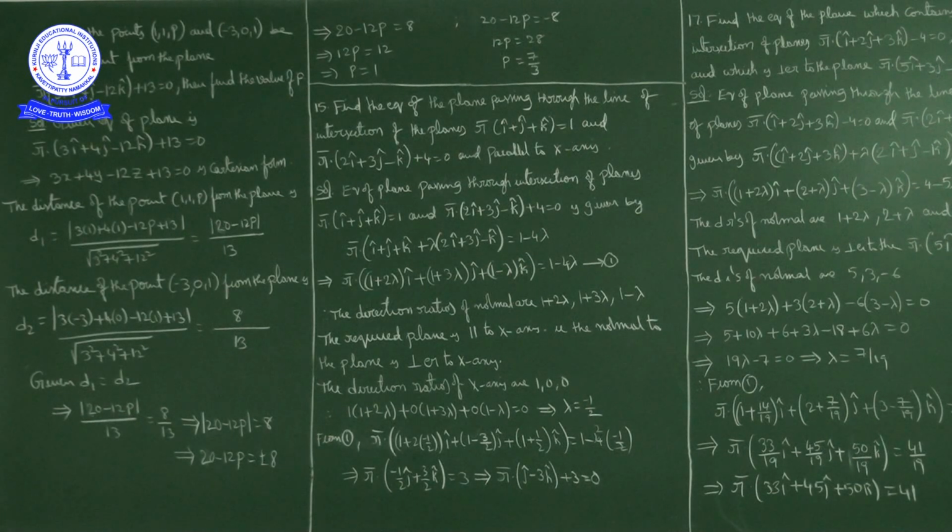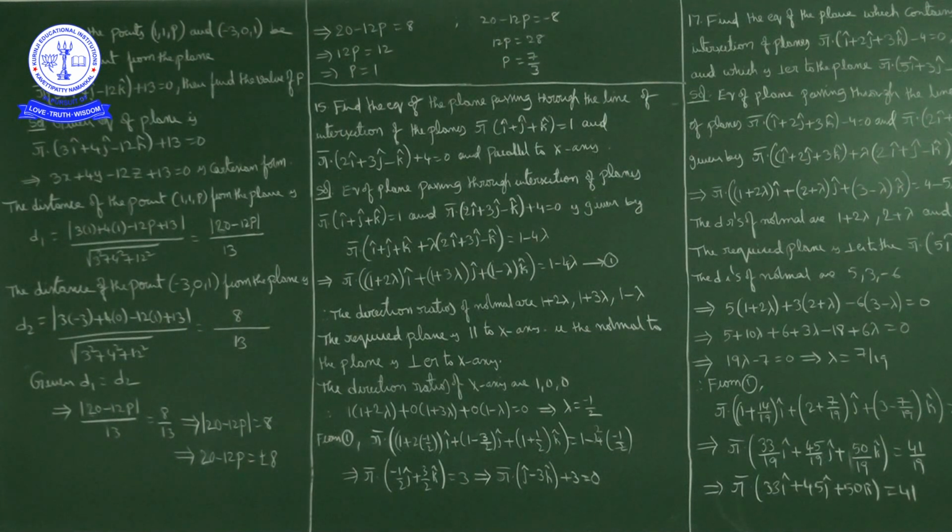Now what we did here? Simply find the distance from a point to a plane. Distance from 1, p to the plane we consider as d1, and distance from minus 3, 0, 1 to the plane we consider as d2. We take d1 equal to d2 and get p value as 1 or 7 by 3.